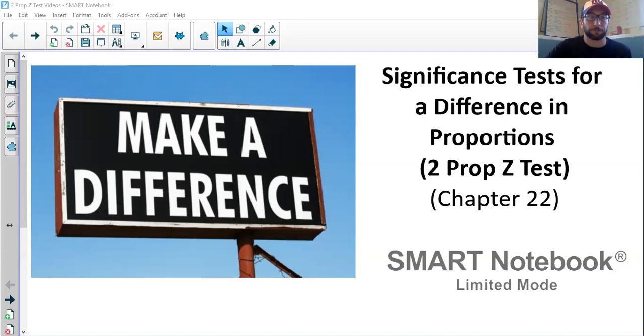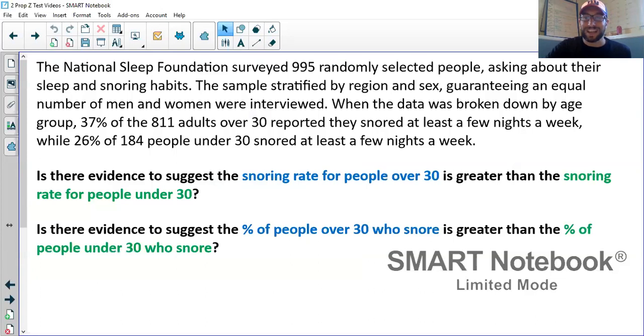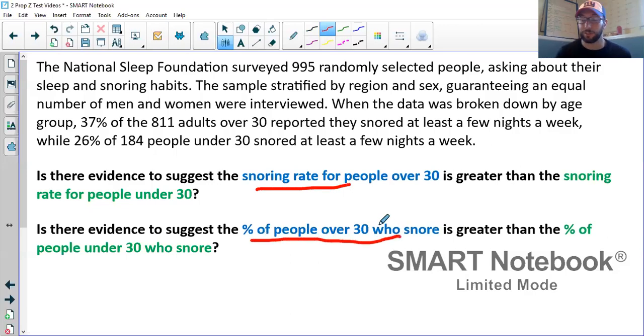Let's do it. So first off, this is the same context that we've worked with in our two proportion z intervals. So if you haven't watched the previous videos, pause it right here, and I would copy this context down into your notes. Even though it's a little tedious, that's a good thing to do. The only thing that's different here is that I've just phrased the question in two different ways. Anytime we're working with percentages, we can talk about rates. Snoring rate is the same thing as percent of people who snore. So we can phrase it as the snoring rate for people over 30 or the percent of people over 30 who snore. Those are interchangeable. I'm just showing two different ways to ask the same thing.